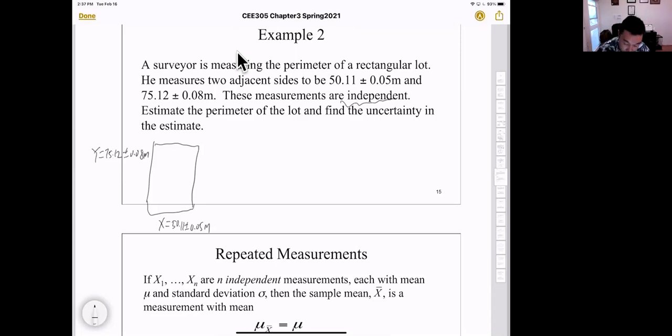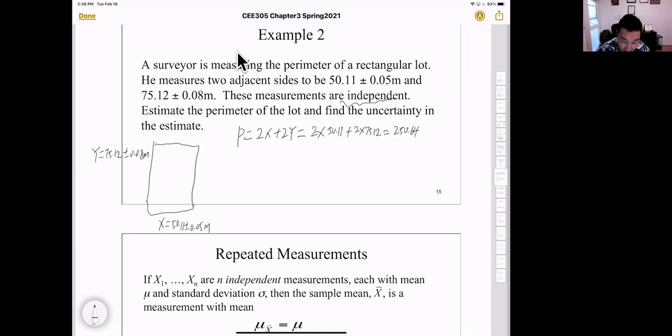So the perimeter is equal to 2x plus 2y, right? Easy. We just add 2 times x, 50.11, plus 2 times y, 75.12. So the perimeter is this.